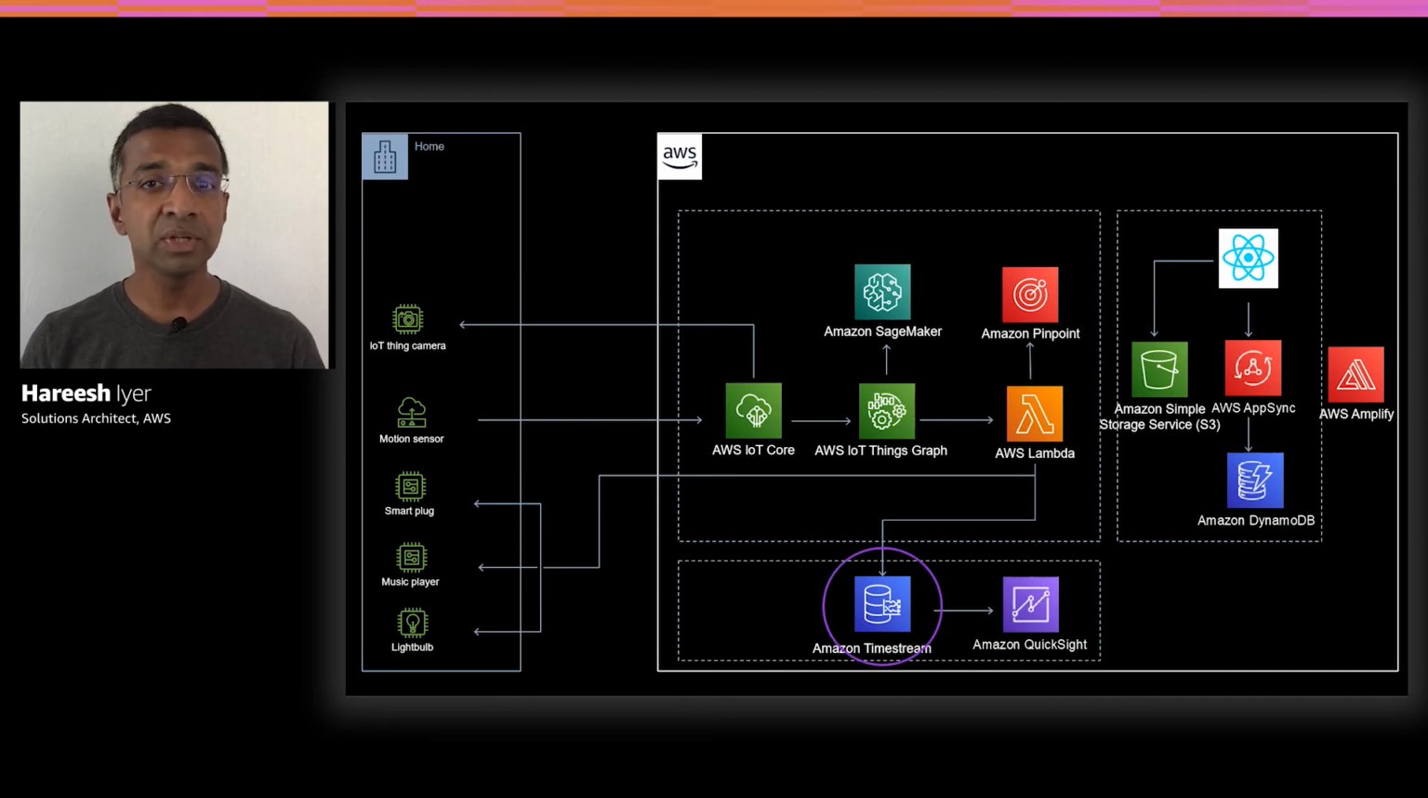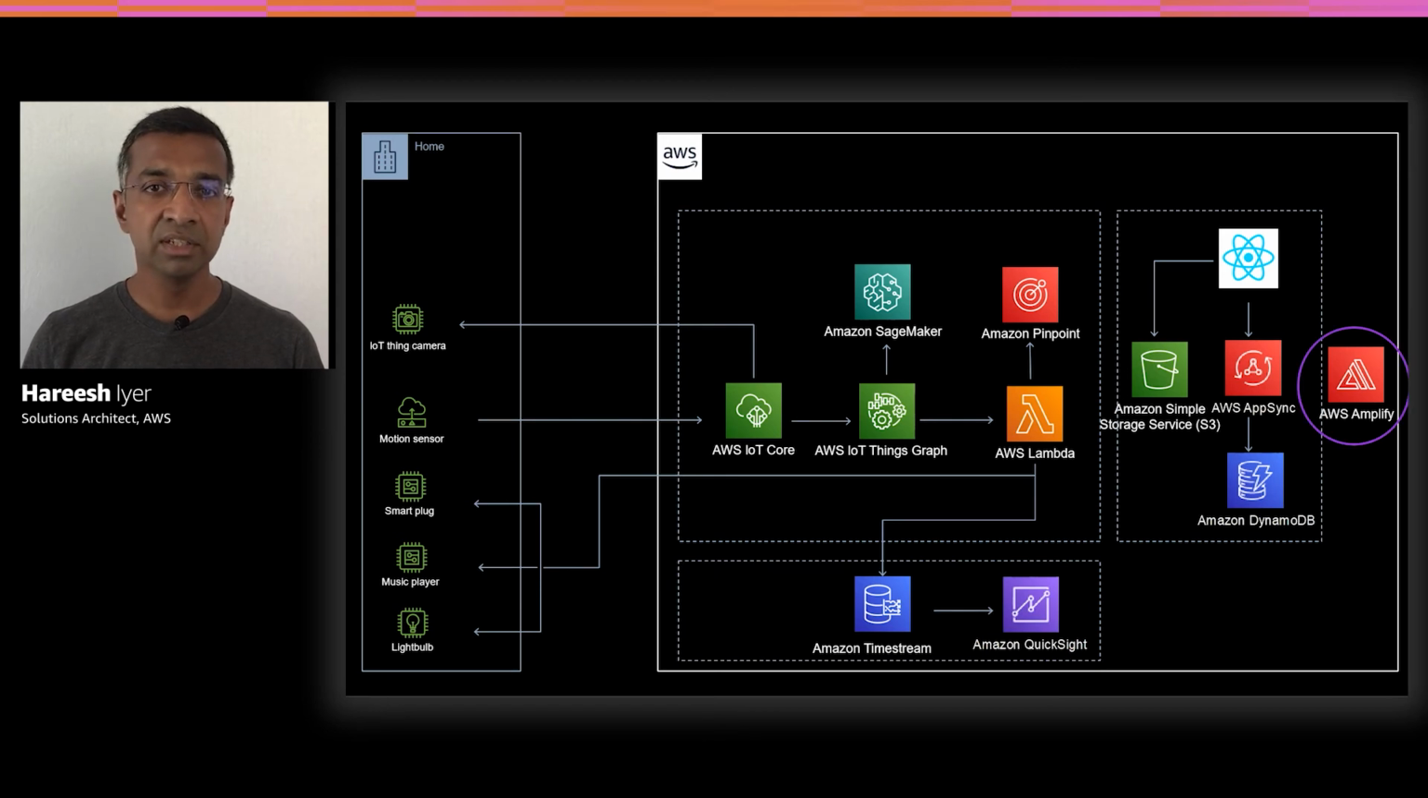When it comes to storing the data, I'm using Amazon TimeStream. TimeStream is a serverless time series database which is ideal for storing IoT events like the sleep event data. And to build the reports and dashboards on top of the TimeStream data, I'm using Amazon QuickSight, which is a managed business intelligence service.